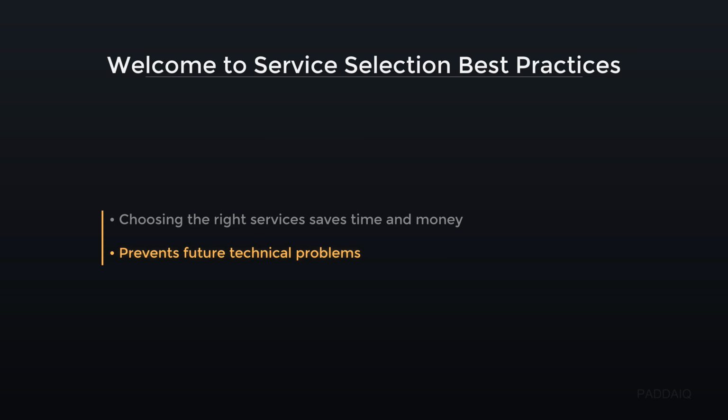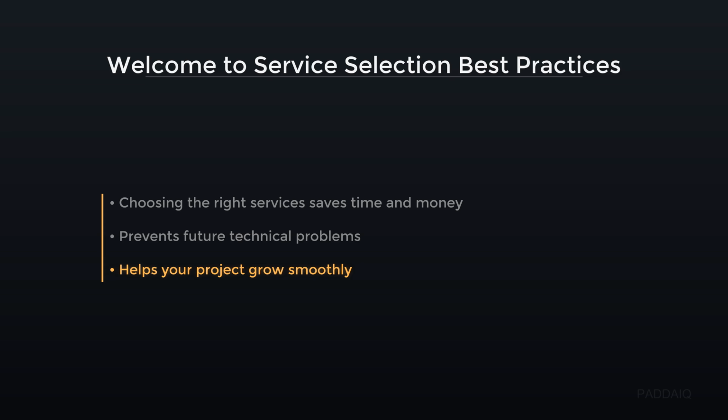Prevents future technical problems. This means choosing services that align with your long-term goals to avoid issues like incompatible systems or costly rework later. For example, selecting the right database service from the start avoids data migration problems down the line. Making a thoughtful choice now saves significant time and resources in the future.